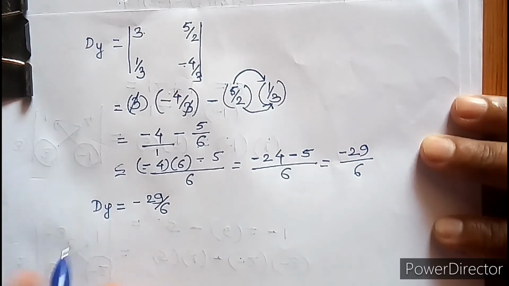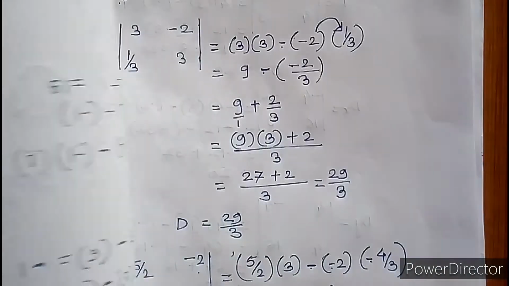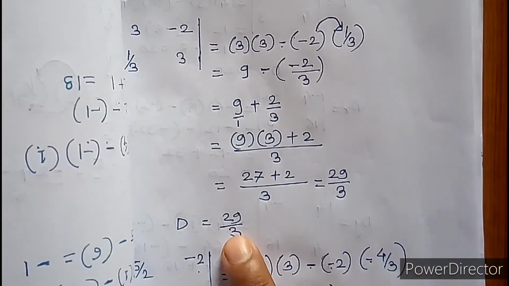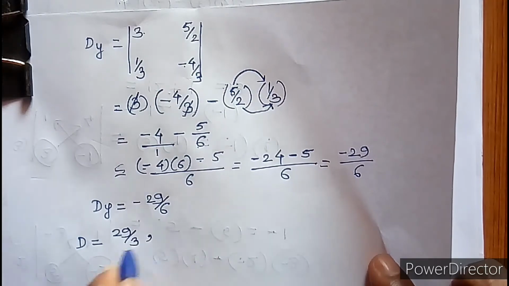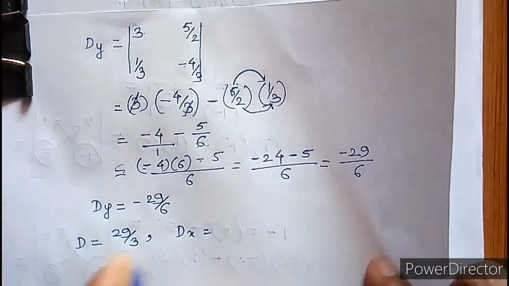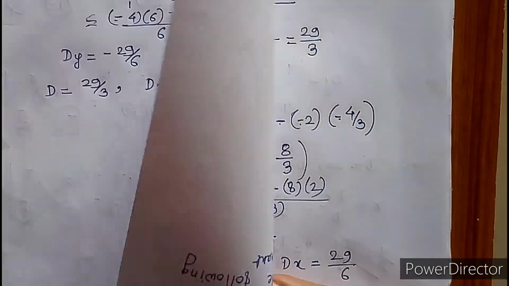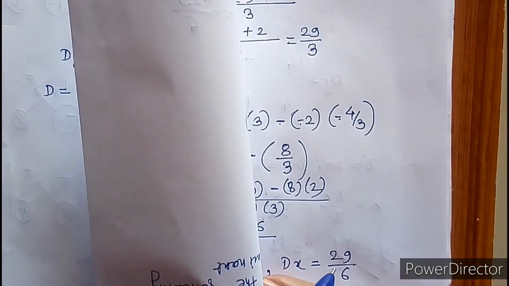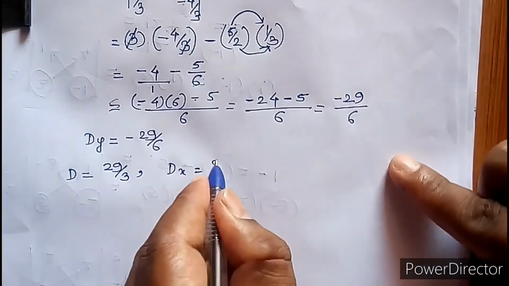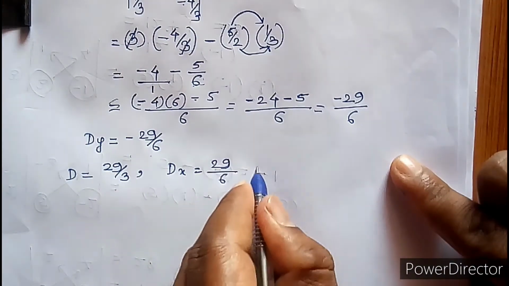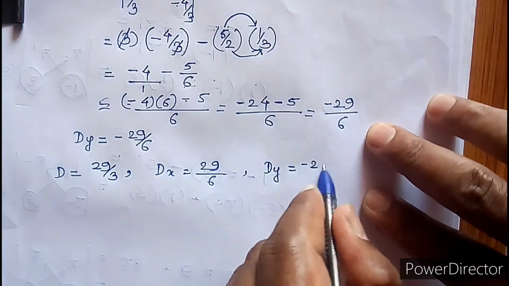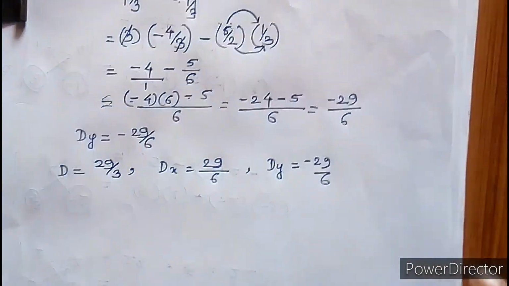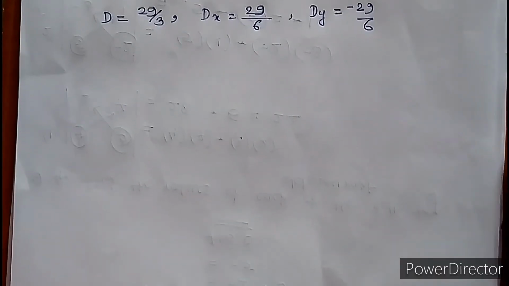We get the values of dx and dy. Write down here the value of d we get, that is 29 by 3. Write down here 29 by 3. The value of dx we get is 29 by 6. Write down here dx equals to 29 by 6 and the value of dy is dy equals to minus 29 by 6. Here we get the values of dx and dy.